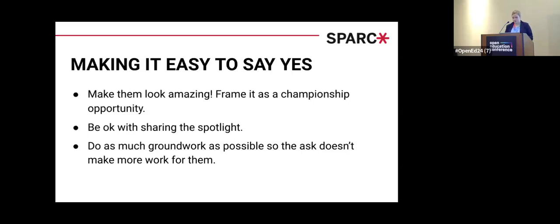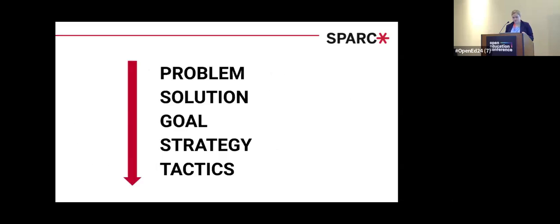Lastly, and most important, do as much groundwork as possible so the ask doesn't make more work for them. That's pretty self-explanatory. So there we go. That's a very quick run through. Back to the framework again, we're working up at the top of that problem, having a very high level overarching idea of what the problem is, knowing how to articulate the solution, and then going into our more strategic steps.